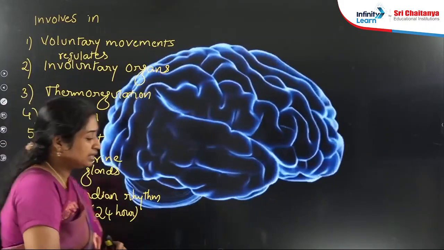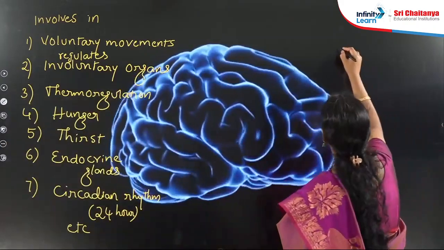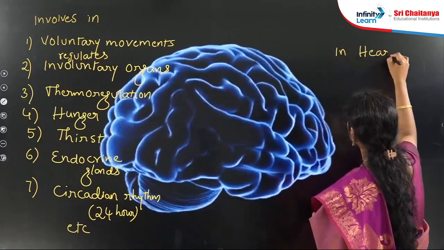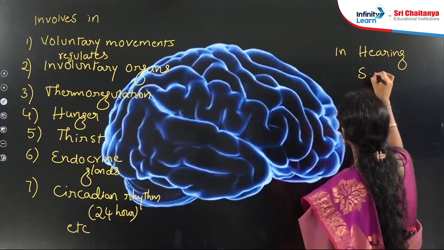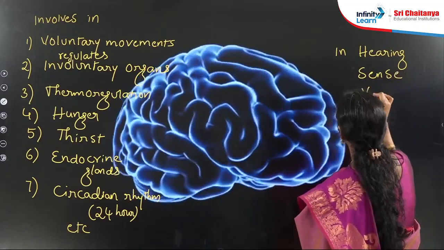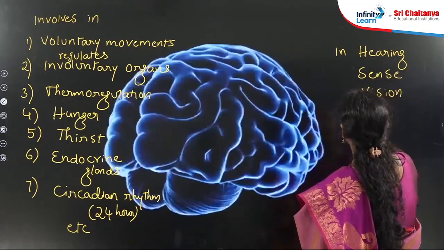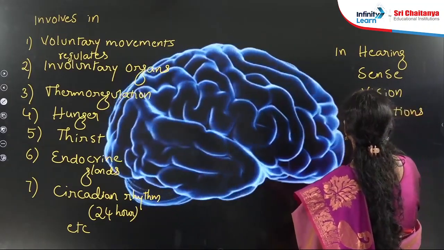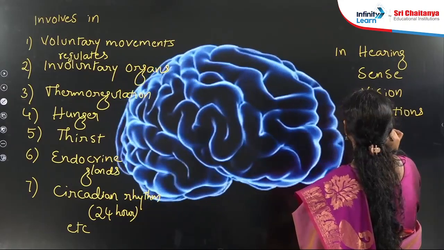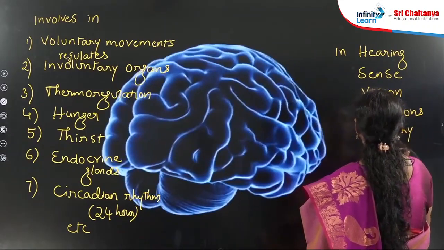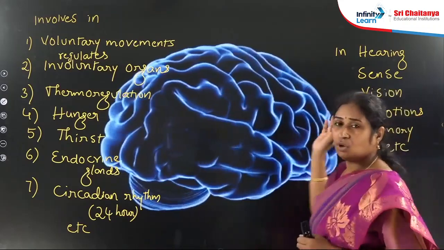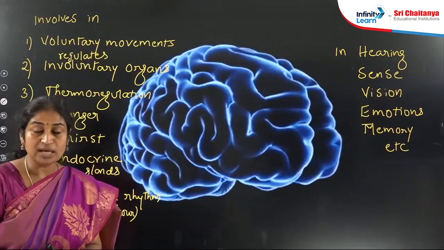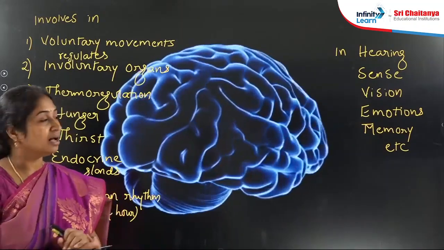Not only this, it also plays an important role in hearing, sensing, vision, emotions, memory, communication, thoughts, etc. So this is the role of the brain. For that reason, the brain is known as the central information processing organ.